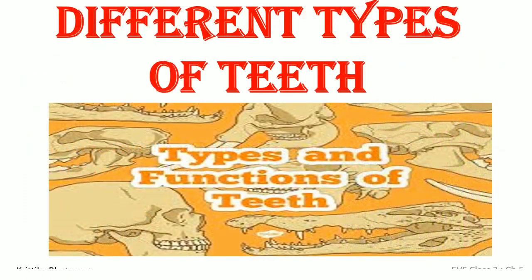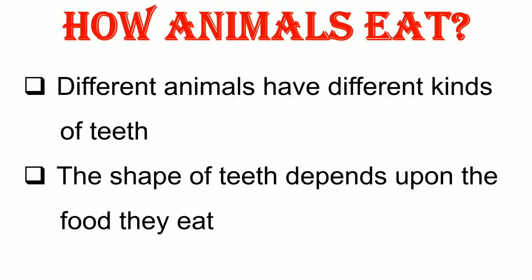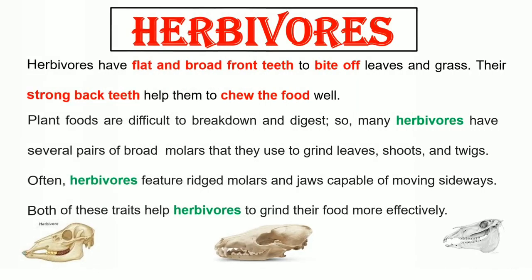Did you ever observe that different types of animals have different types of teeth? Do you know why? Because the shape and structure of the teeth depends on what the animal eats. For example, herbivores have flat and broad front teeth to bite off leaves and grass. Their strong back teeth help them to chew the food well.